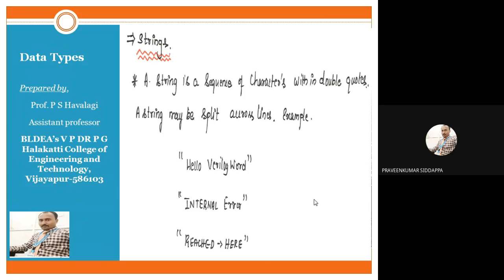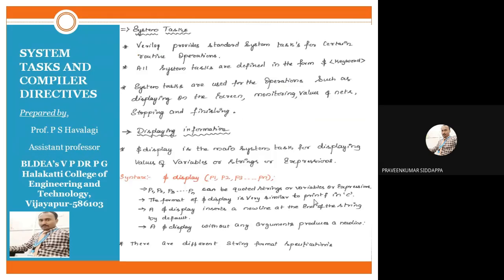Next, what is a string? A string is a sequence of characters written in double quotes. A string may be split across lines. Examples: we have written hello very loud within the double quotes, and that is a valid string. Internal error, double quote, reached here, that is also in double quotes. A sequence of characters contained within double quotes is what we call a string. How should a string be written? Here we have given some examples.